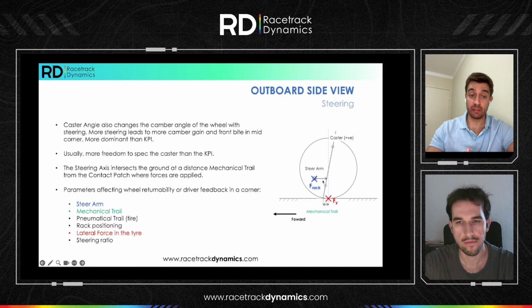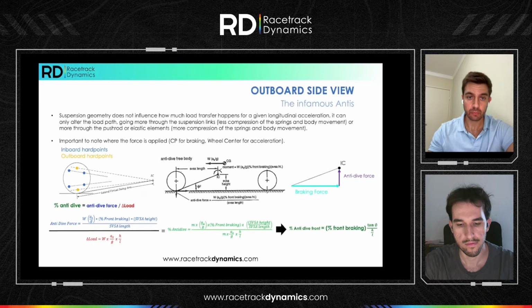The rack positioning, whether the rack is completely perpendicular or a little bit more inclined, is going to help as well. And the lateral force in the tire: the harder we're cornering, the more lateral force we have, the bigger the moment we're trying to resist. And the steering ratio, obviously.